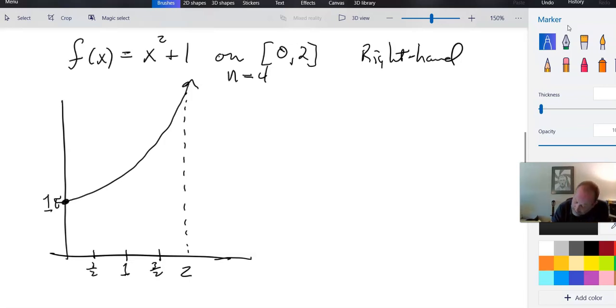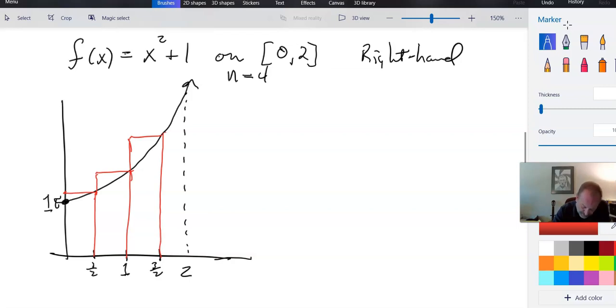Now, so let's draw in our rectangles. Let's figure out, it's a right-handed rule, so that means the right-hand side of each rectangle is what's going to be the height of the rectangle. And we can tell just from this that my drawing isn't to scale. But let's see here. So this is one rectangle, and then this is another, and then this is another.